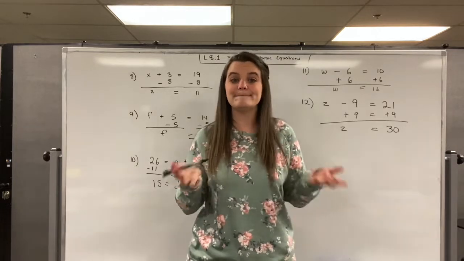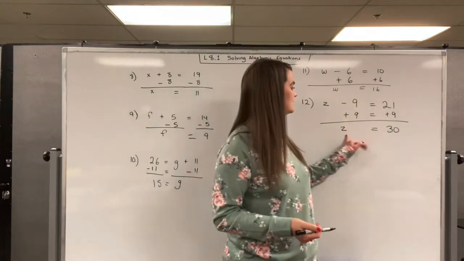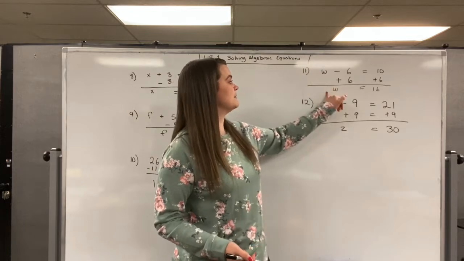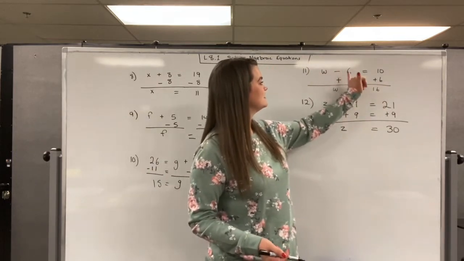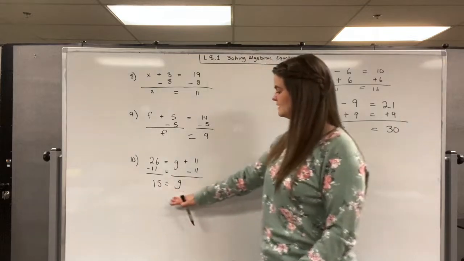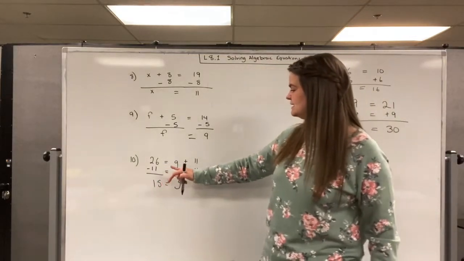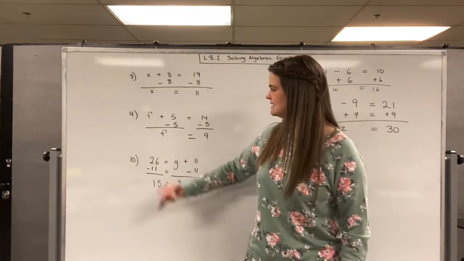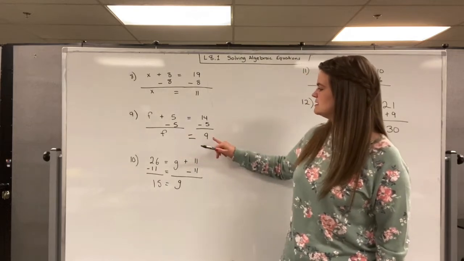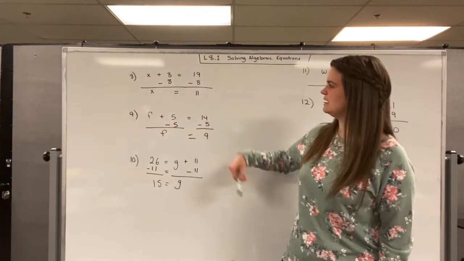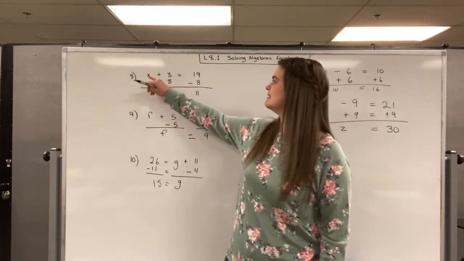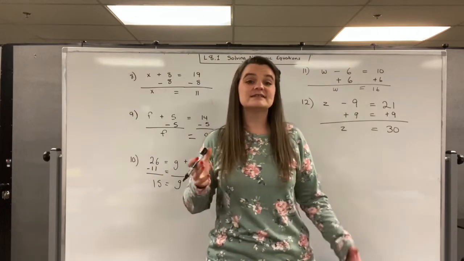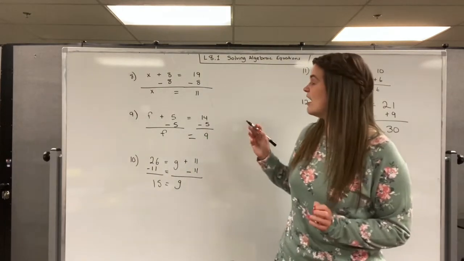Now, the last step in solving for algebraic expressions, or equations, is always to take your answer and go back, plug them in, make sure it makes the equation true. So let's double check. Z equals 30. 30 minus 9 equals 21. W equals 16. 16 minus 6 equals 10. Let's go back down here. 26 equals G plus 11. 15 plus 11 equals 26. Up here, F equals 9. 9 plus 5 equals 14. And up here, X equals 11. 11 plus 8 equals 19. Very good.